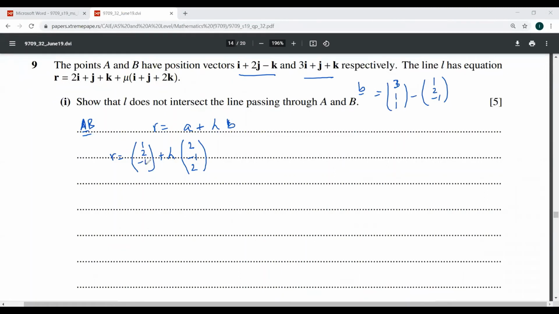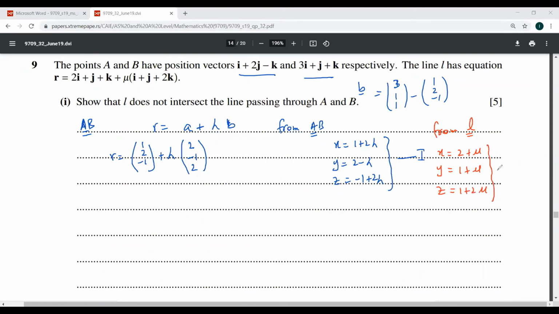Next, you need to have the parametric equations, okay? So you can say from AB, we have x equals 1 plus 2 lambda, y equals 2 minus lambda, and z equals minus 1 plus 2 lambda. So this is the first set of parametric equations. And then from the line L, you have x equal to 2 plus mu, y equal to 1 plus mu, and z equals 1 plus 2 mu. Please keep checking my working, guys, okay? So these are the two sets of parametric equations of these two lines. So basically, we have to solve them simultaneously.